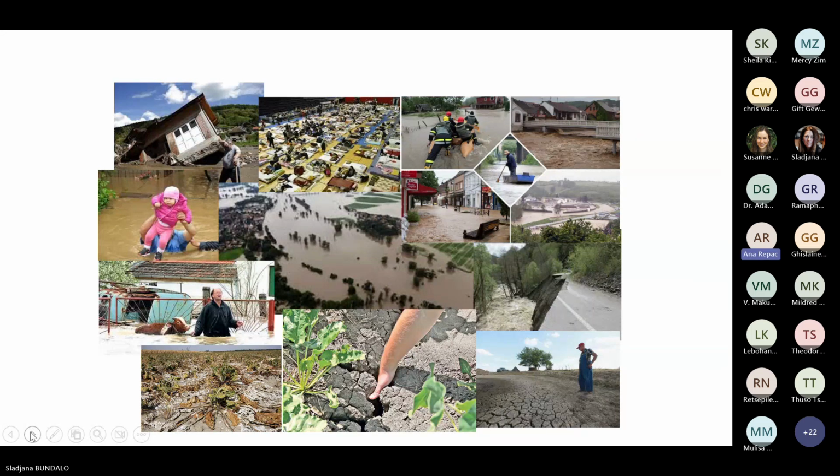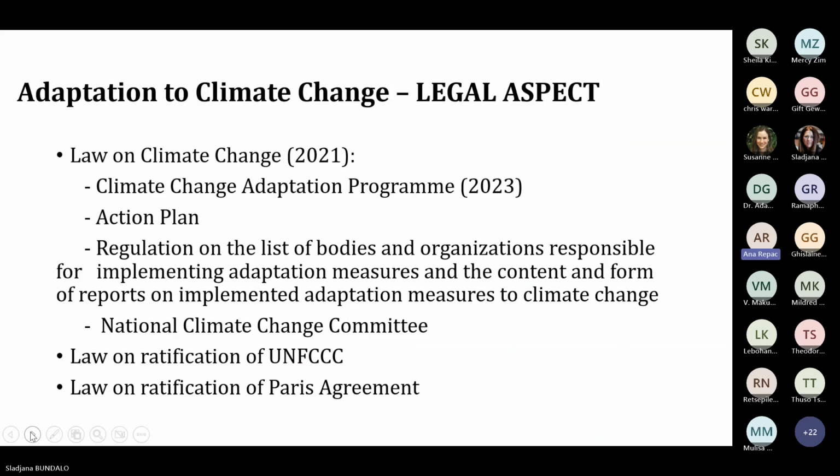So this is one illustrative slide that is telling more about what I was just saying, with more words. These were photos from our country in the last several years.